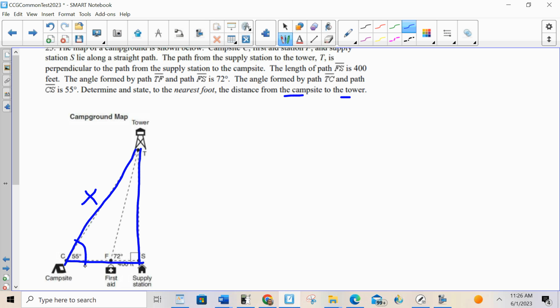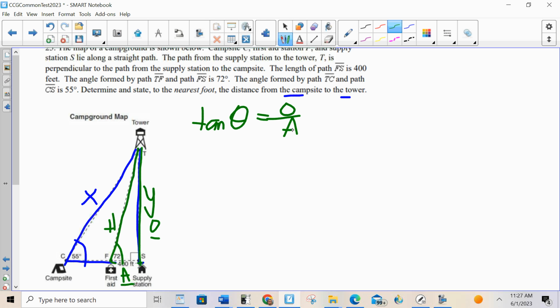So I'm going to look for a reflexive side. I'm going to look for a side that's in both the big right triangle and the small right triangle. And that reflexive side is this one. So I'm going to find that side using the small right triangle. So I've got my H, my A, my O. I've got the A involved, I got the O involved, so I'm using tangent. So I'm doing tangent of theta equals O over A.